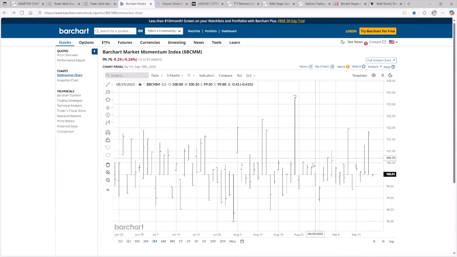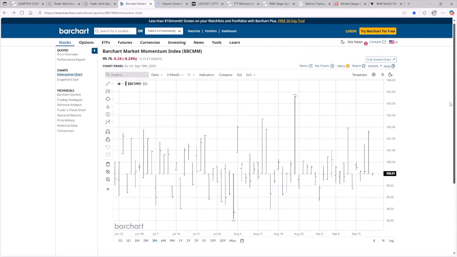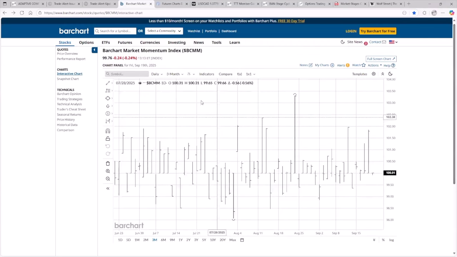I've built my own version of this into eSignal that works the same way, more or less, just with a different data set and how I want it to work. But this tool works amazing. I've used this forever, and I looked it up again this morning and they still have it, which is pretty awesome. So this is a momentum chart, the $BCMM.